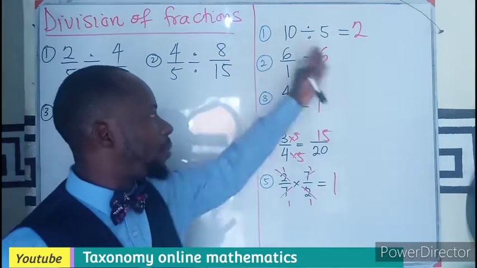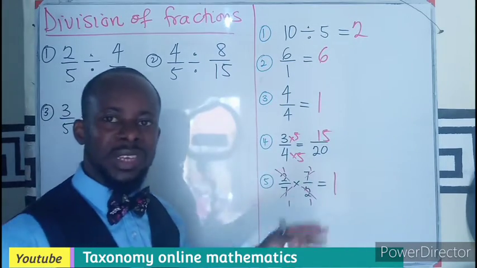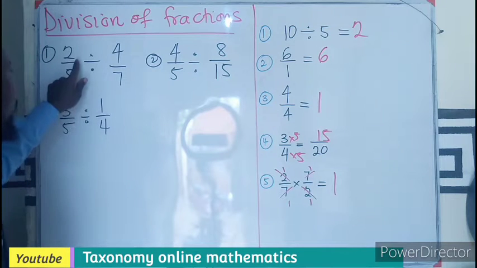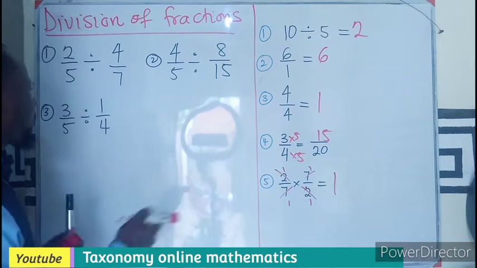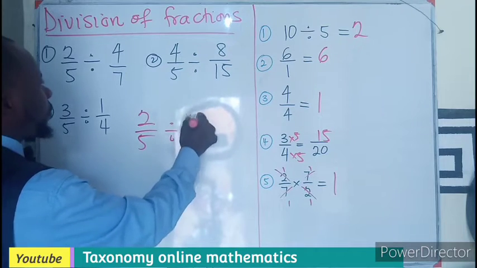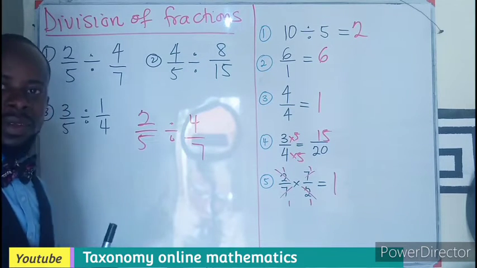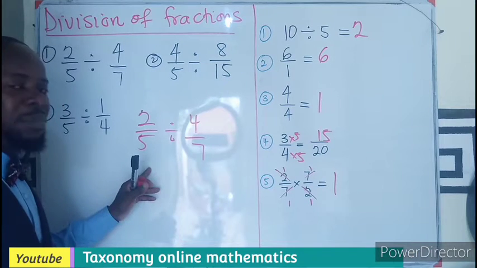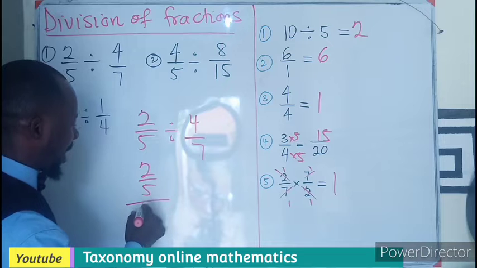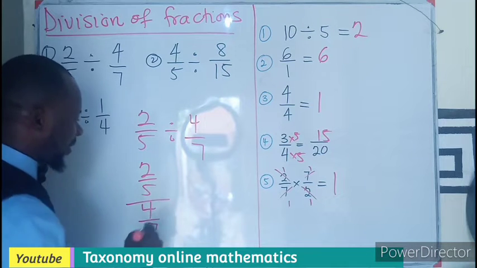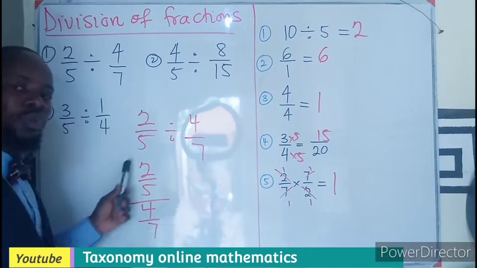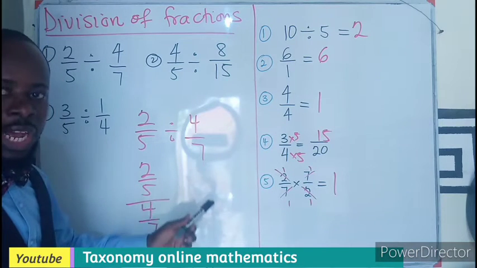So we are going to employ all these properties into our calculation. So in this, we are to divide 2/5 by 4/7. This can be written as 2/5 divided by 4/7. And I believe you can see this seems too cumbersome to deal with.